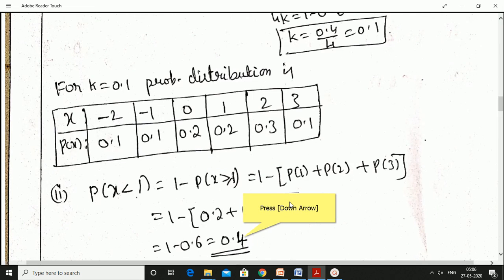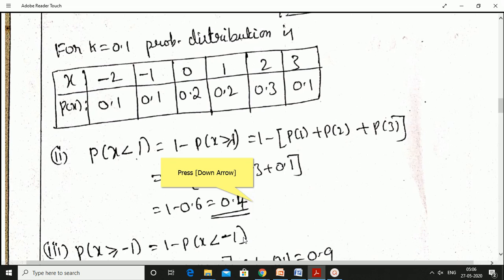Now we need to find the probability of x less than 1. Which are the values less than 1? Minus 2, minus 1, 0. Or else, we can also write it as 1 minus the probability of x greater than or equal to 1. The values greater than or equal to 1 are 1, 2, 3: P of 1 plus P of 2 plus P of 3. 1 minus, where P of 1 is 0.2, P of 2 is 0.3, P of 3 is 0.1. 0.3 plus 0.2 plus 0.1 is 0.6, and 1 minus 0.6 is 0.4. The probability of x less than 1 is 0.4.